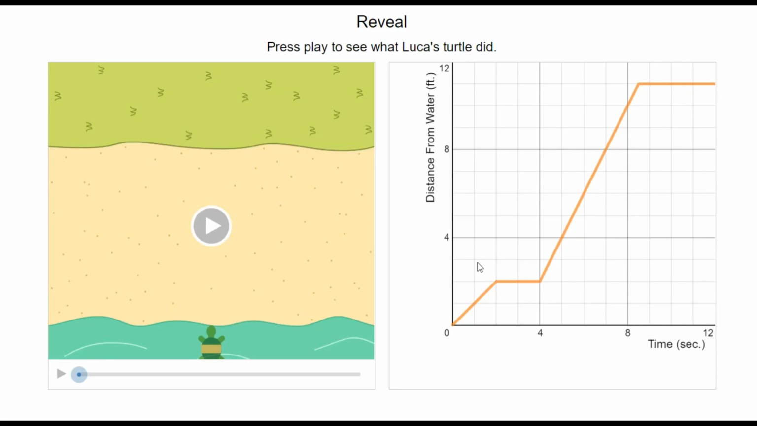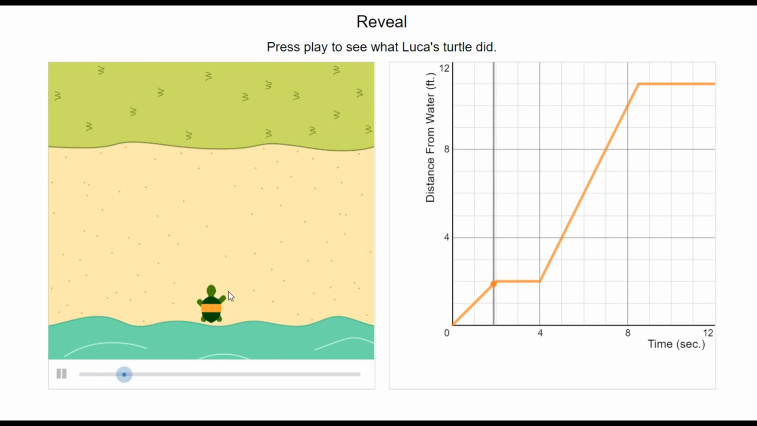Okay, we're going to do a walkthrough for one of the questions in this learning activity. So here on slide 3, we have a picture of a beach with a turtle, and he's trying to get up out of the water. And then we have a graph that shows the distance from the water the turtle is for any given time. And if we hit play, we can kind of see this play out here.